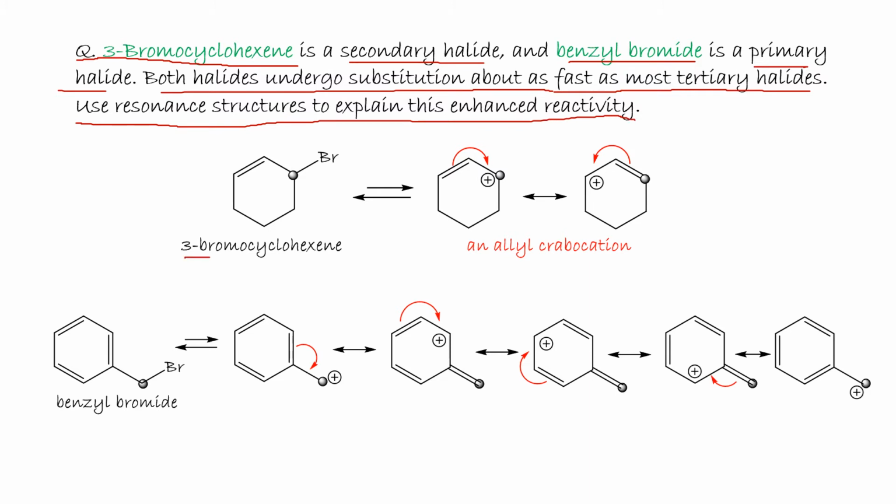For the 3-bromocyclohexene, this is a secondary alkyl halide, but dissociation will lead to an allylic carbocation, and the allylic carbocation will be stabilized via resonance. Okay?